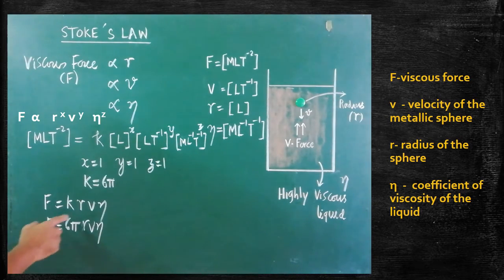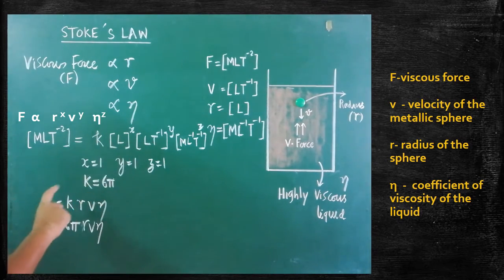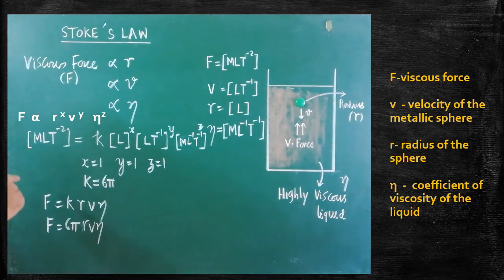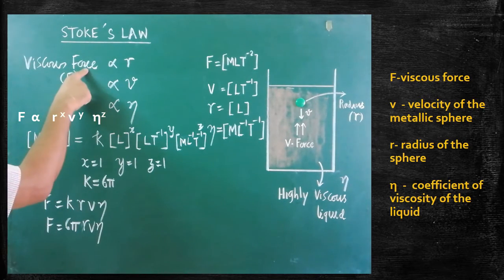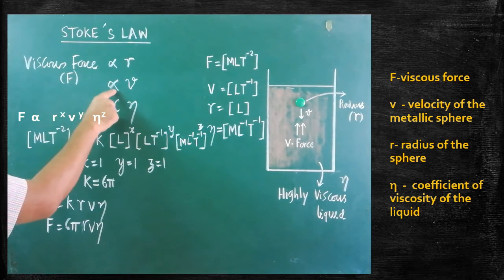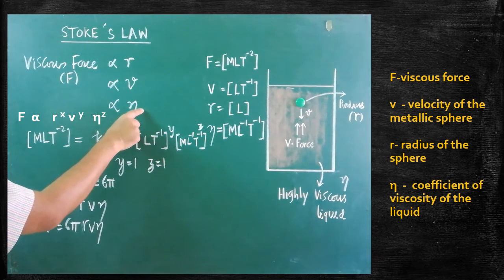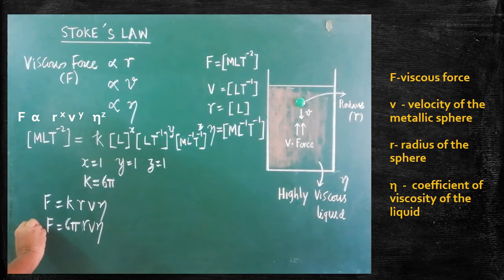This particular step is just to check whether all the factors are directly proportional to the viscous force or not. For that purpose alone, this step is introduced. Finally, it is concluded that viscous force is directly proportional to radius, to velocity, and to the coefficient of viscosity of the liquid. That is the final conclusion, and this is the final formula.